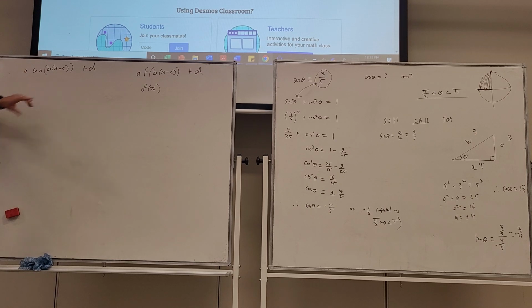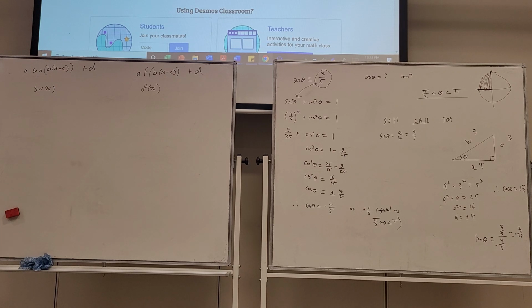So you can see here we're talking about the transformations from sine of x to here, and here we're talking about the transformations from f of x to here. So they all affect it, right? A is the amplitude, B is how many wavelengths occur in 2 pi, C is the horizontal translation, D is vertical translation, period is 2 pi divided by B.